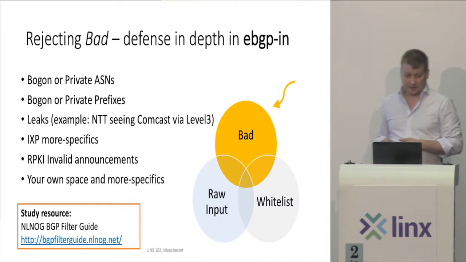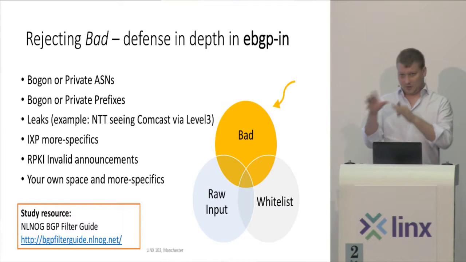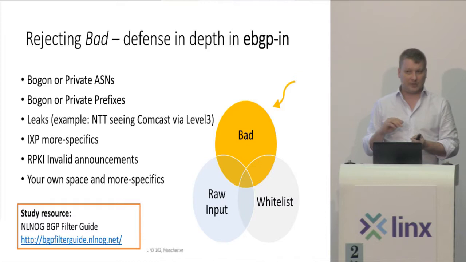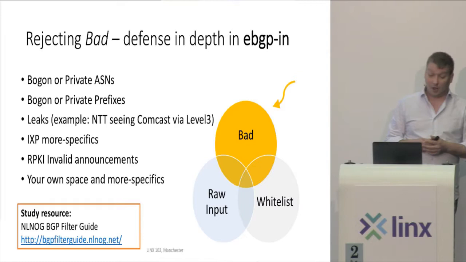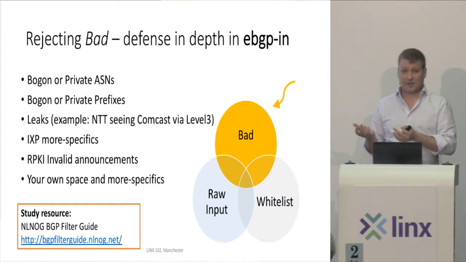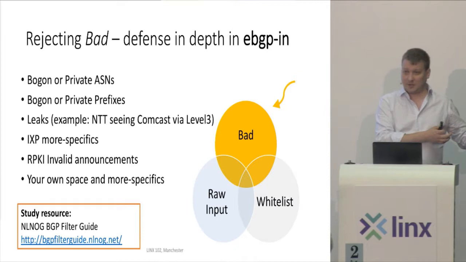And now let's step through the Venn diagram. As I said, if a route somehow falls in the bad category, reject it. Reasons to reject routes could be private ASNs anywhere in the AS path, private prefixes, or the RFC 1918 space, leaks. For instance, if we see Level 3's ASN in the AS path received on Cogent BGP sessions, that is a leak or some complex hijack form, and we'll reject that outright.